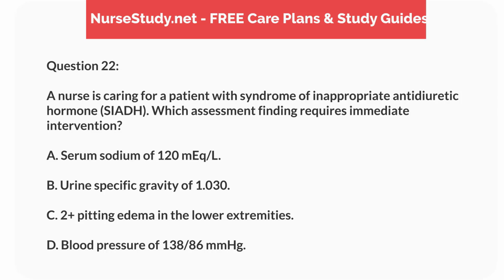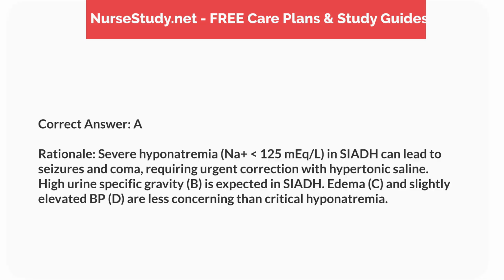A. Serum sodium of 120 milliequivalent per liter. B. Urine specific gravity of 1.030. C. 2+ pitting edema in the lower extremities. D. Blood pressure of 138/86 millimeters of mercury. Correct answer, A.